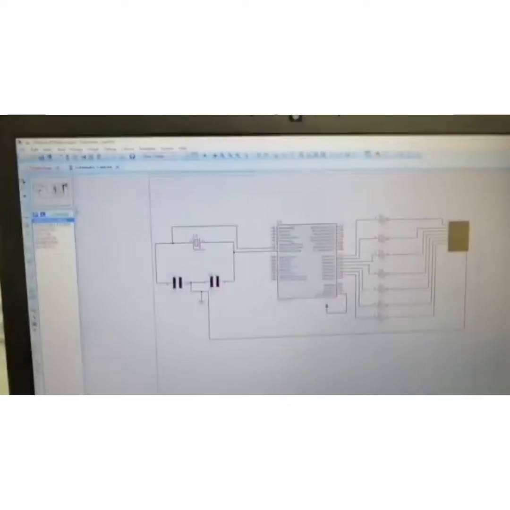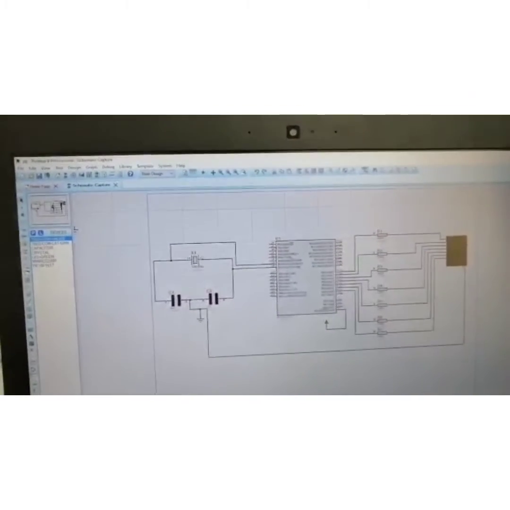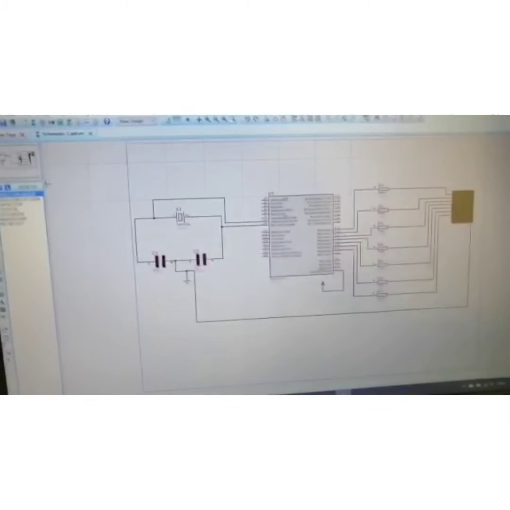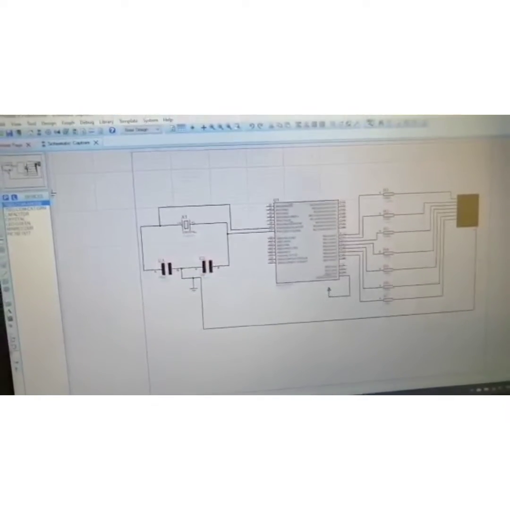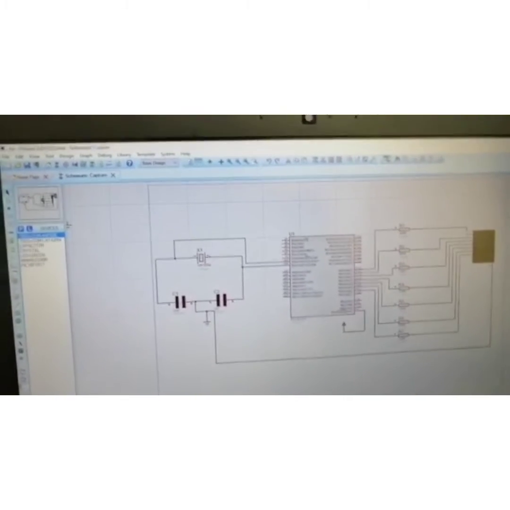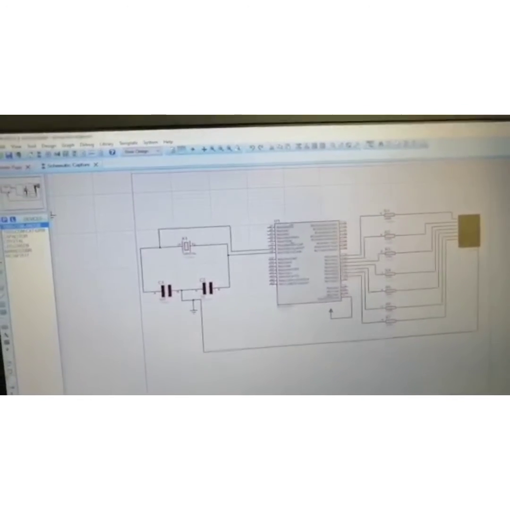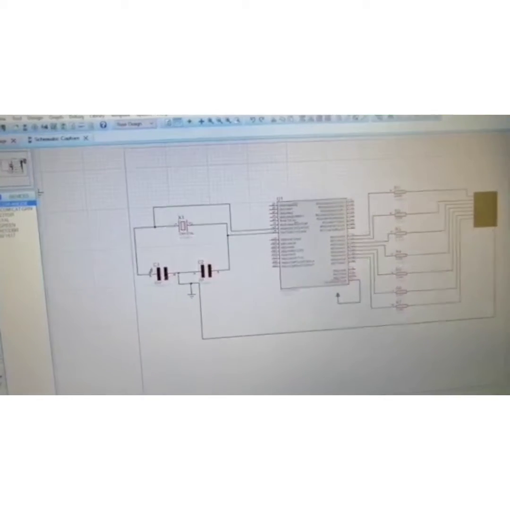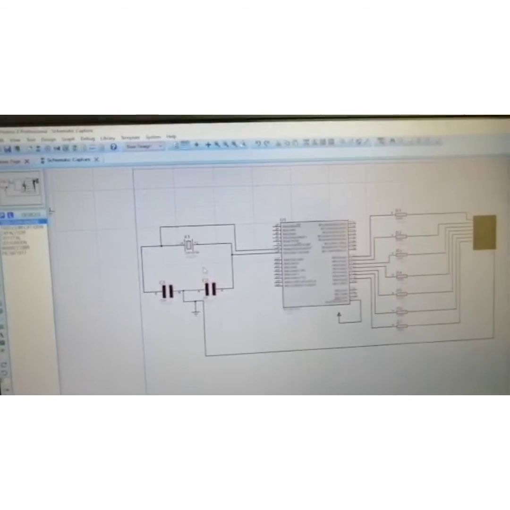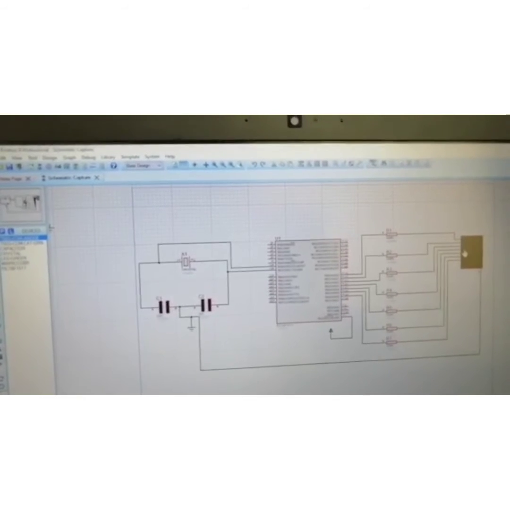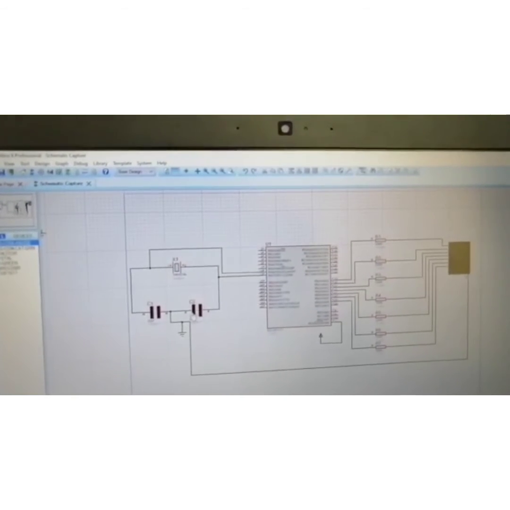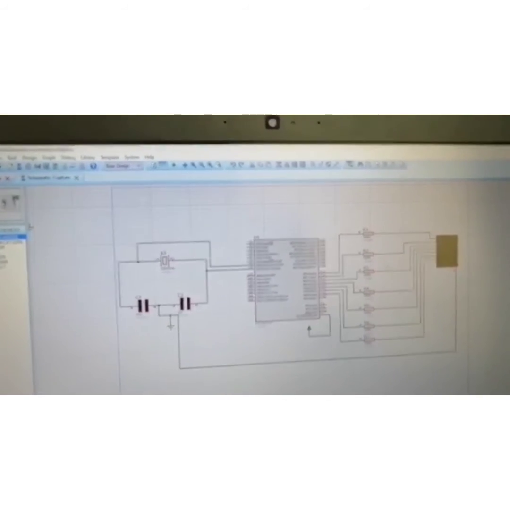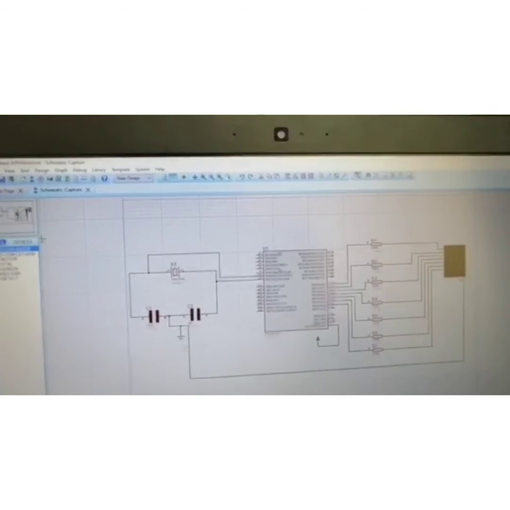So this is our mini project circuit using Proteus. We use the PIC16F1517, and our title for this project is Interfacing 7-segment display. We use a crystal, a 7-segment common anode display, two capacitors, a resistor, and ground and power.